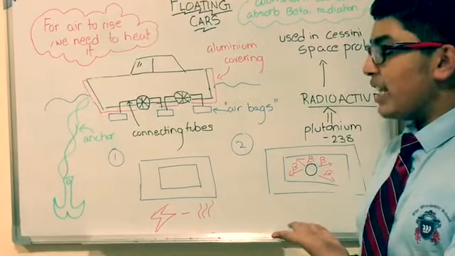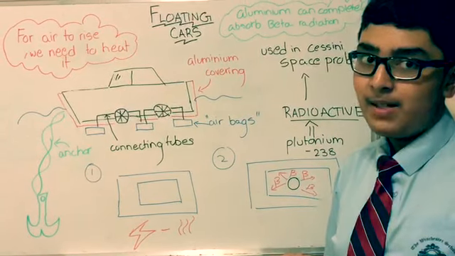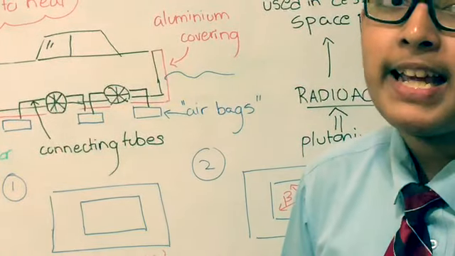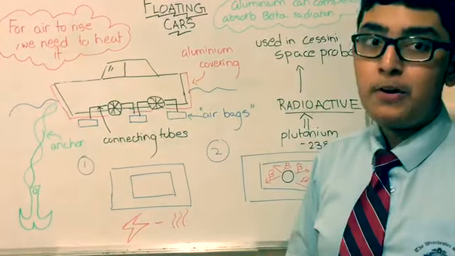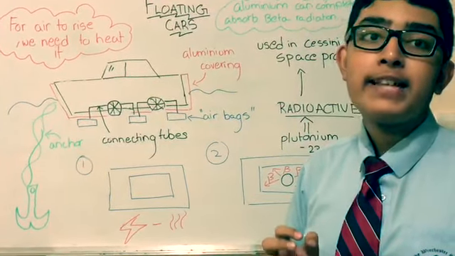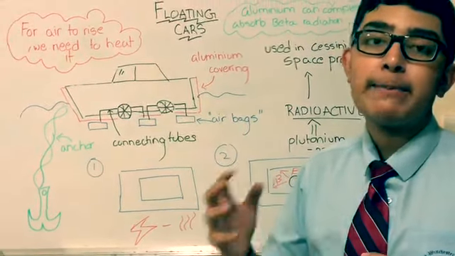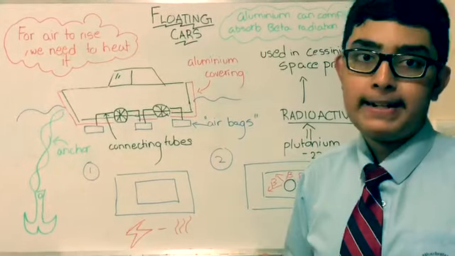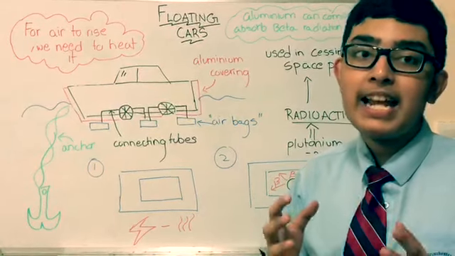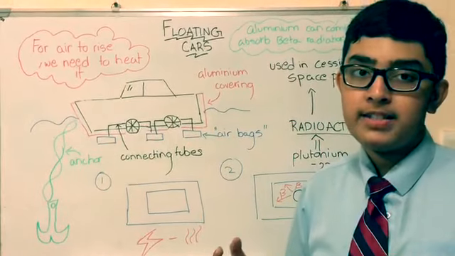Now, the second kind of heater is called a nuclear heater. Why? Because the center particle here is plutonium-238, which is a radioisotope of plutonium. So, plutonium decays by giving out the ionizing radiation beta. It releases beta particles to become stable. Along with this beta particle, it also releases energy in the form of heat, and this energy will be used to increase the temperature of the air, causing it to rise.